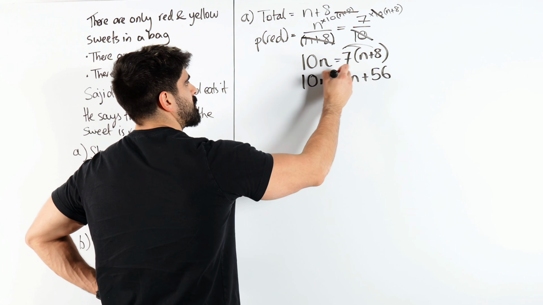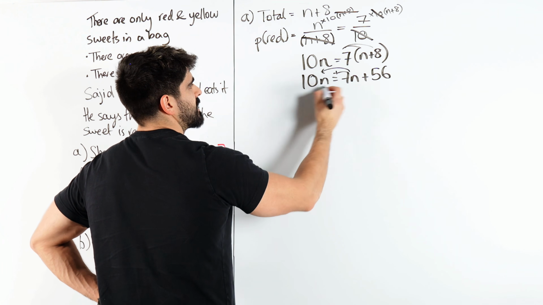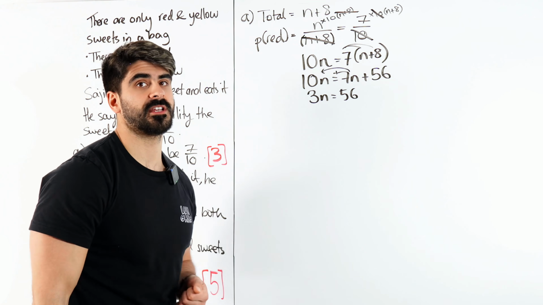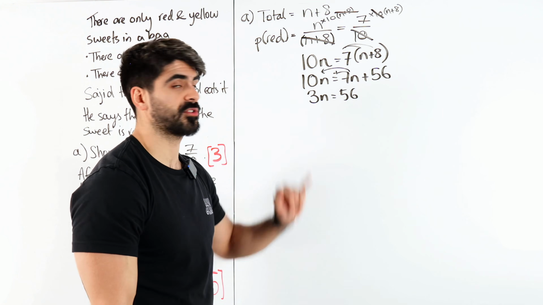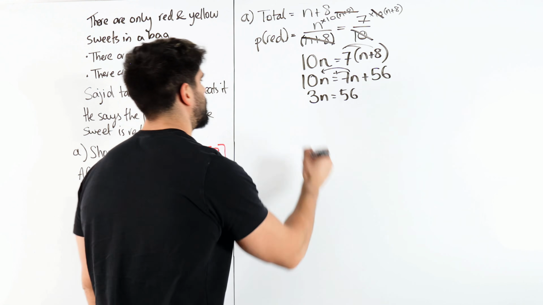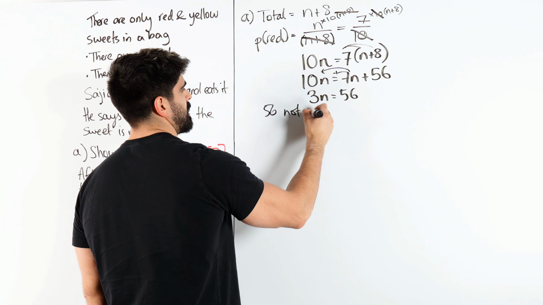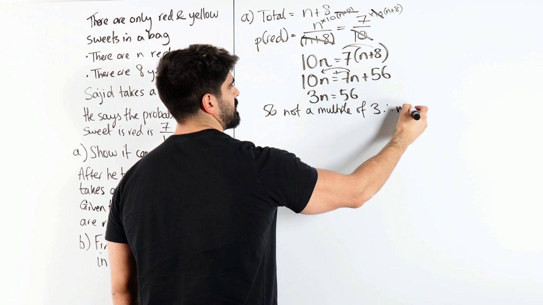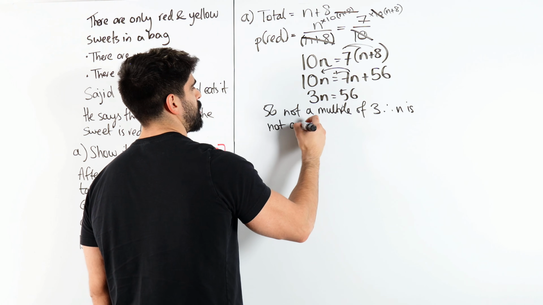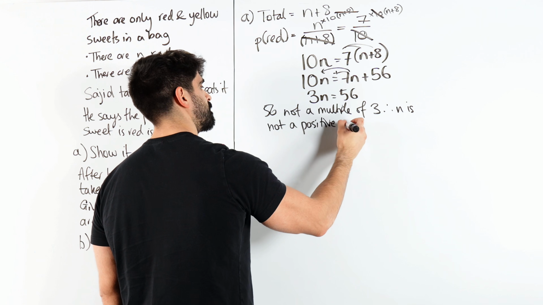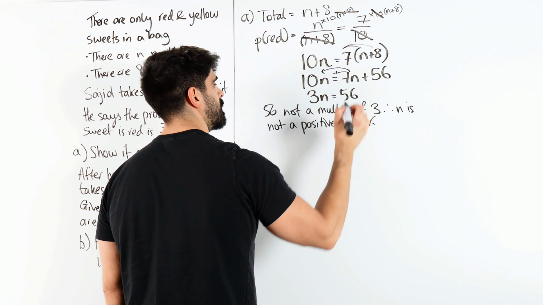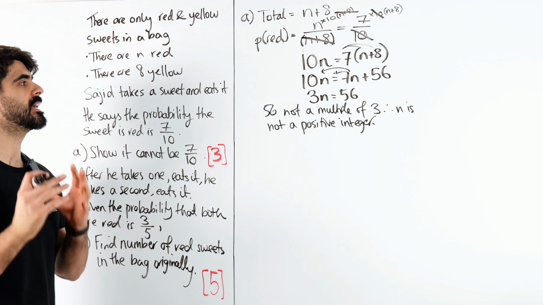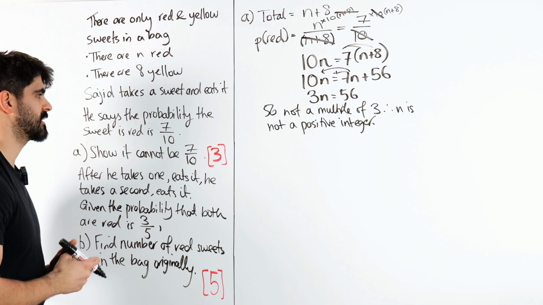So we get that positive 7N. We're going to move it to the other side. We're going to minus 7N. 10N minus 7N is 3N is 56. And here you can see that 56 is not a multiple of 3. So N is not an integer, which makes no sense. So 56 is not a multiple of 3. Therefore, N is not a positive integer. And that's how we show or explain that it cannot be 7/10, because there's no positive integer N which allows us to get 7/10.